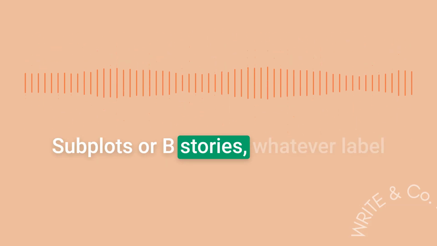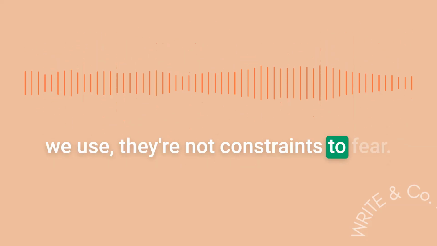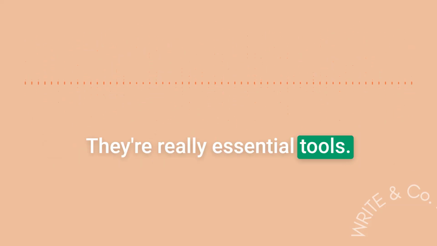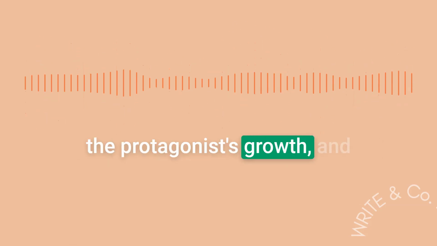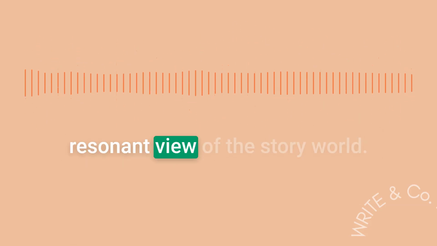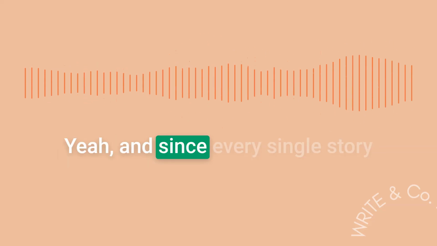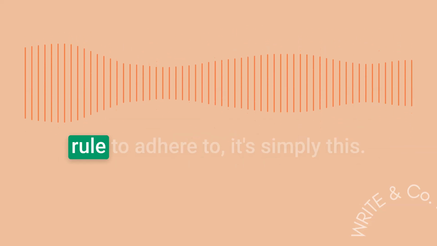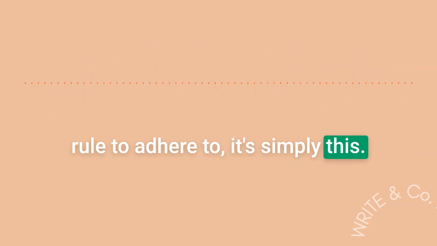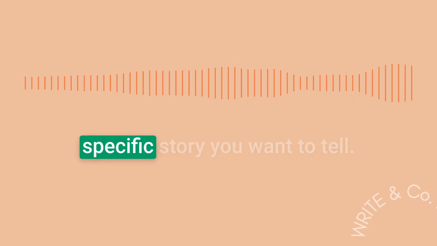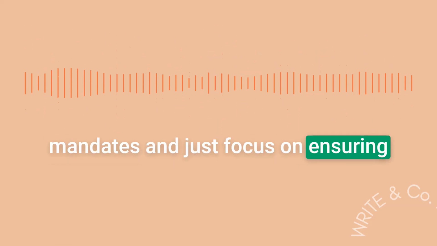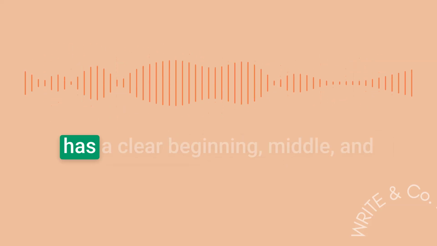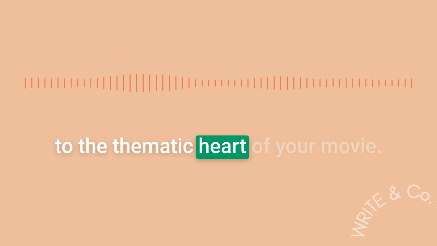Subplots, or B stories, whatever label we use, they're not constraints to fear. They're really essential tools. Tools for enhancing your screenplay by supporting the theme, assisting the protagonist's growth, and just giving us a more complete, resonant view of the story world. Yeah, and since every single story is unique, if there is maybe one rule to adhere to, it's simply this. Find what works best for the specific story you want to tell. Try to disregard the really strict mandates and just focus on ensuring every secondary plotline you include has a clear beginning, middle, and end, and that somehow connects back to the thematic heart of your movie.